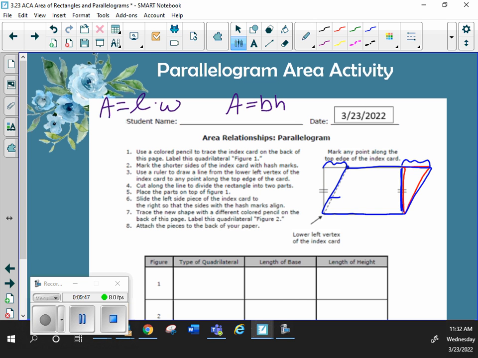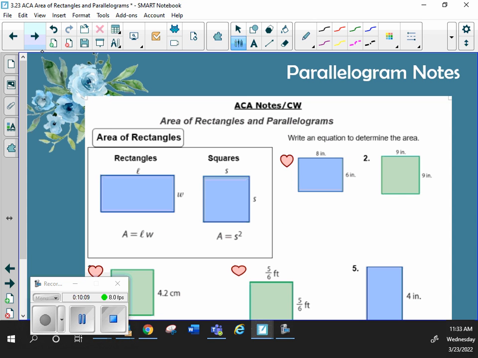So let's define those letters. A is still talking about area, but B is talking about the base, and H is talking about the height. It's the same thing, we use different letters. There is a reason why we do that, but I just wanted you to know that it's the same equation. What's really nice is there's only one formula for rectangles and parallelograms. So let's go. We're going to go ahead and practice.